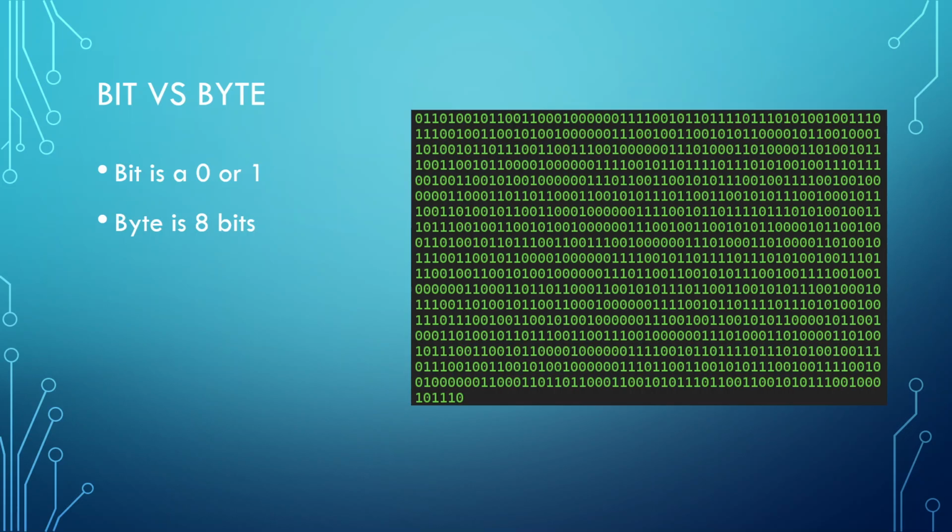Now, once we take that 0 and 1, that one little spot, and make it a whole bunch of spots, specifically 8 spots, we now have what's called a byte. B-Y-T-E. So we have a bit, which is one spot, and then we have a byte, which is 8 spots. Now, anyone know how many different combinations one byte has?